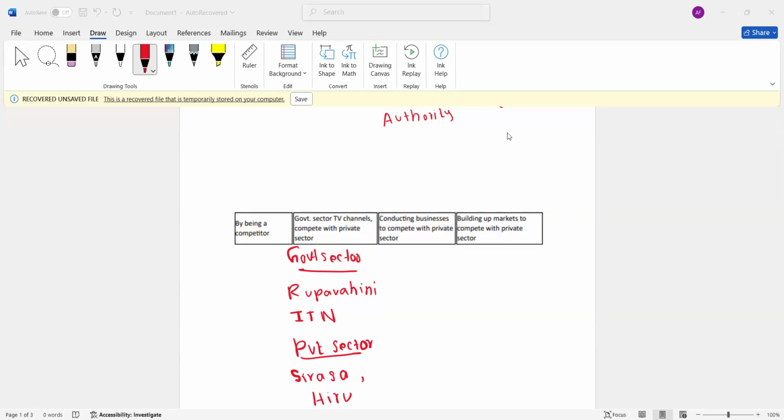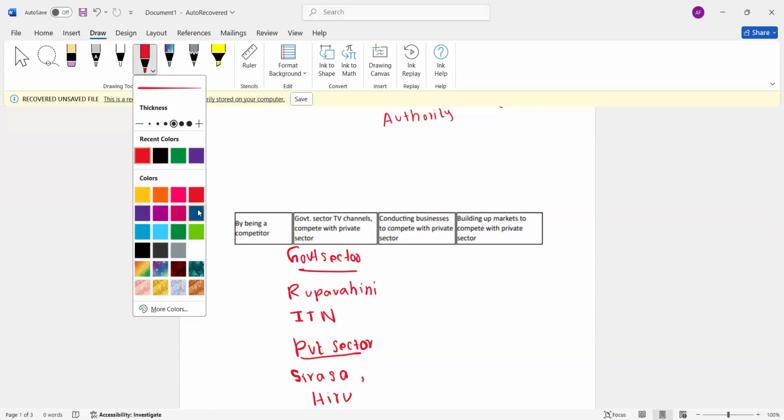What about this one? By being a competitor, provincial council conducting business to compete with private sector. What example can you take? I'm not going to always take Colombo, you say the teacher is always taking Colombo. No, I'm going to take a different one now. I'll take a different color so it's easier. Blue color.